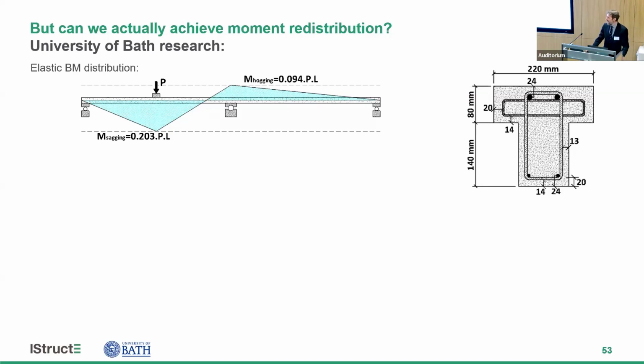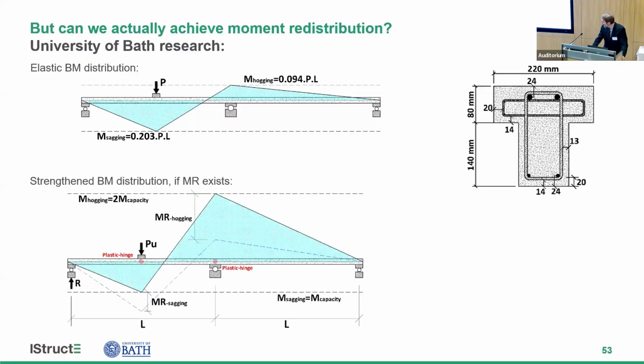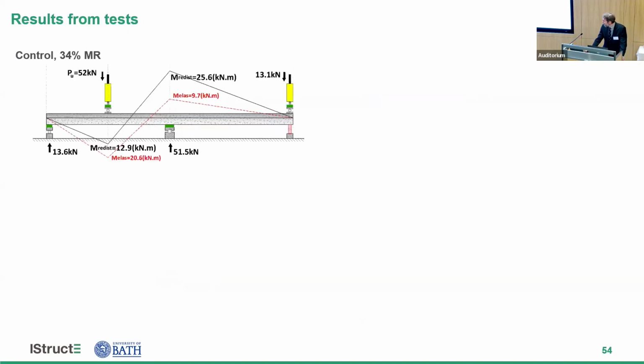So we did a whole load of tests on continuous beams with a load on one span, and we designed these specimens. We had several specimens, some slabs, some T-beams, but we designed them to redistribute from the sagging region into the hogging region. And if we were successful with that, we'd end up with a sort of moment diagram that looks like that, where we can get extra moments into the hogging region away from the sagging region.